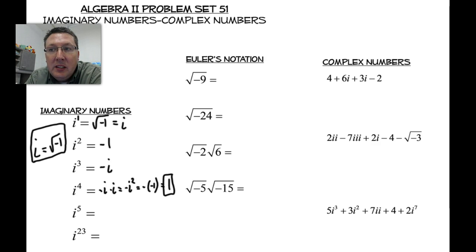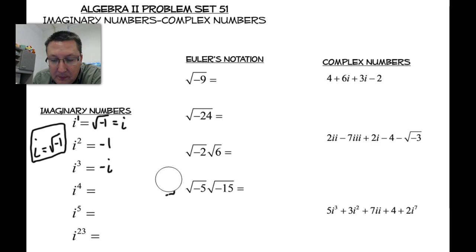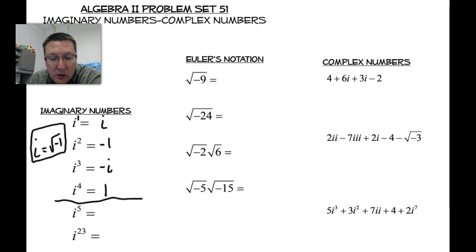So the big thing here is, let me clear this up. i to the fourth is 1. And let me clean this up. i is just i. Now what we're going to find is every power of i can be simplified down to one of those four things. Either i, -i, -1, or 1.